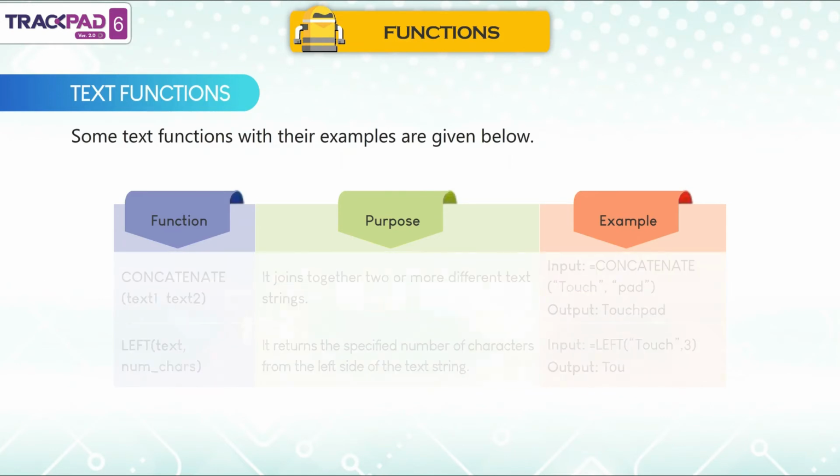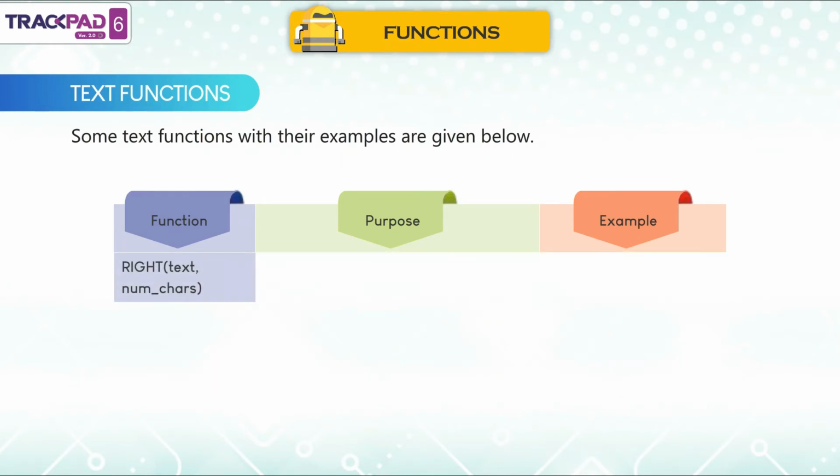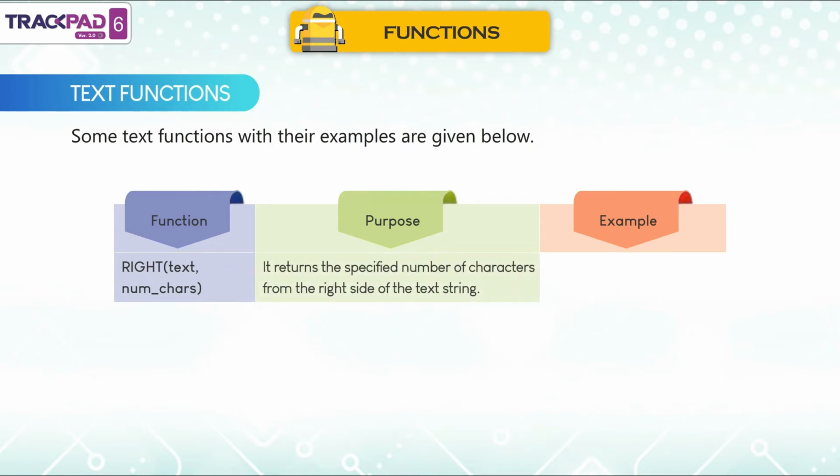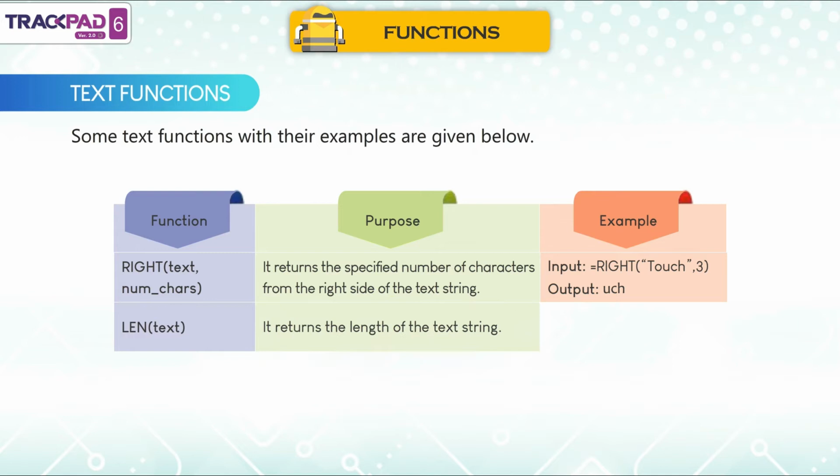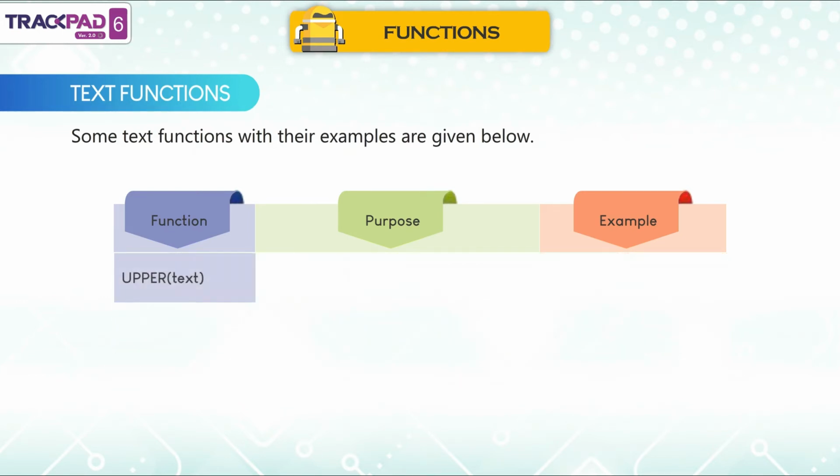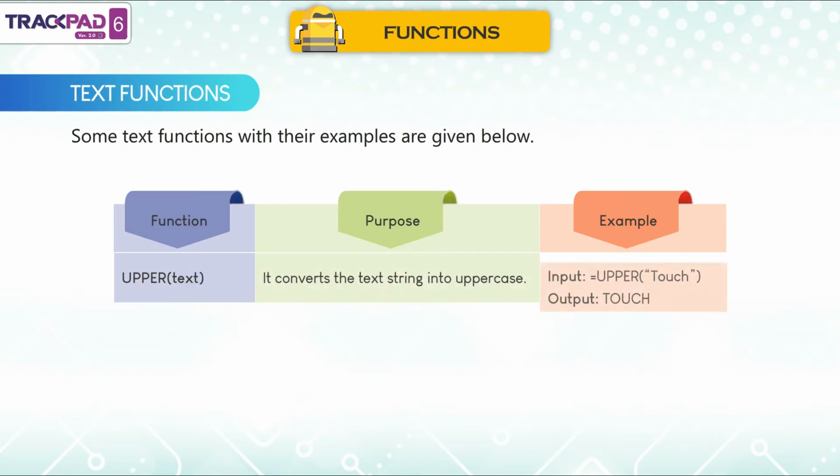Output: TOU. RIGHT(text, num_chars). It returns the specified number of characters from the right side of the text string. Input: =RIGHT("touch",3). Output: UCH. LEN(text). It returns the length of the text string. Input: =LEN("touch"). Output: 5. UPPER(text). It converts the text string into uppercase.